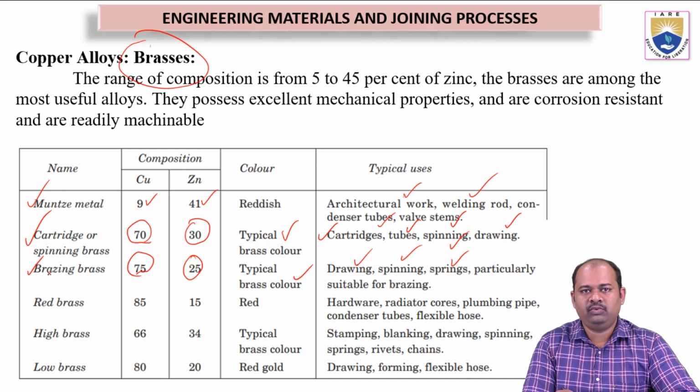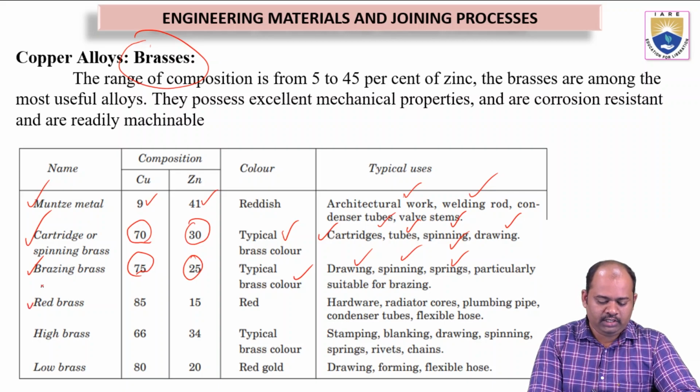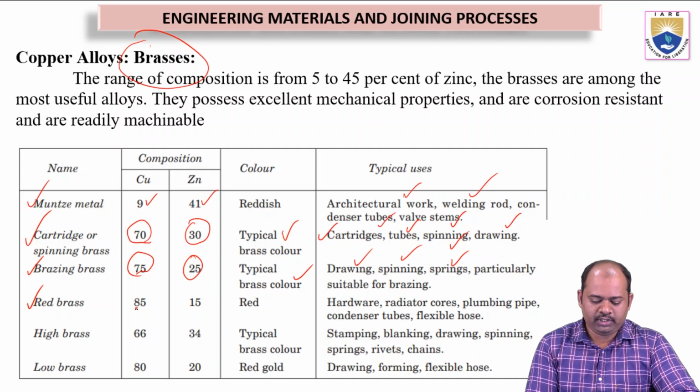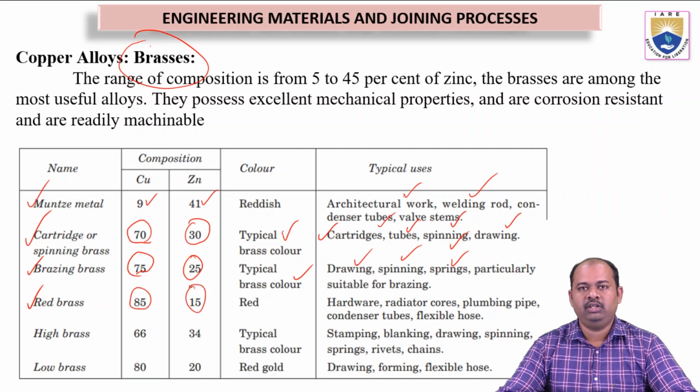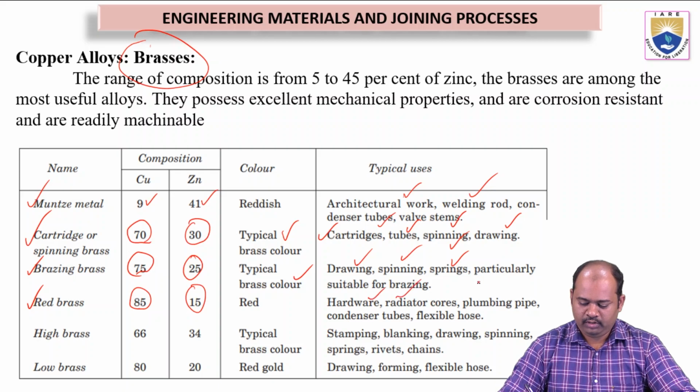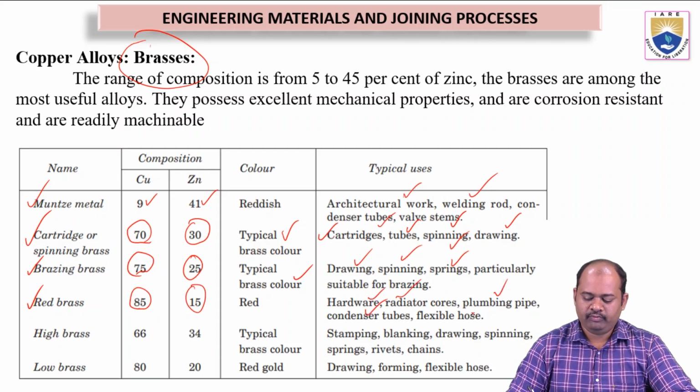Now in the coming lectures we are going to see what brazing is and how it is done. Now the next thing is red brass, red color brass. Here the percentage is 85% copper and 15% zinc respectively. This is mostly used for hardware, radiator cores, plumbing pipe, condenser tubes, flexible hoses. So this is how red brass can be used.